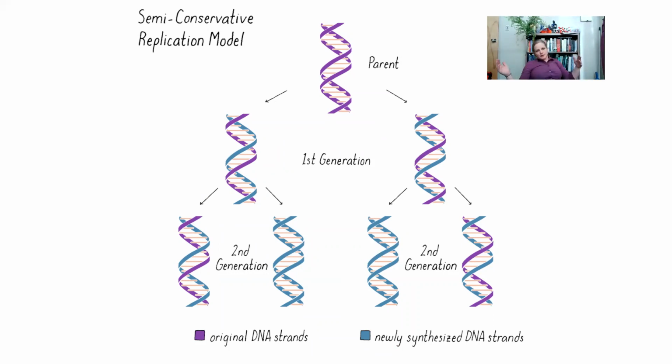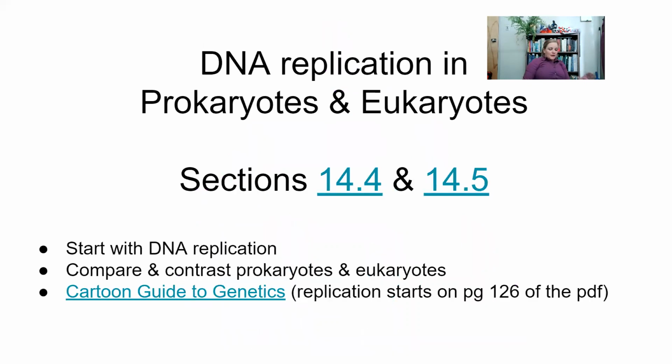These researchers grew the bacteria for 14 generations, and you did see this very predictable pattern that you would expect with semi-conservative DNA replication. Okay, that is it for this section. We'll pick up with how prokaryotes and eukaryotes do DNA replication, how it's the same and how it's different, in a bit.